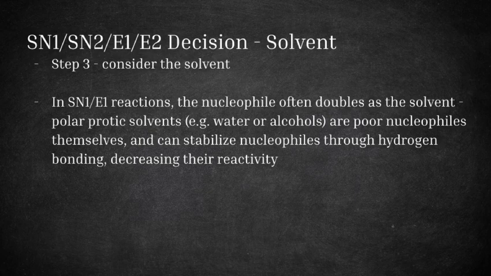In SN1 and E1 reactions, the nucleophile often doubles as the solvent. Polar protic solvents, such as water or alcohols, are poor nucleophiles themselves and can stabilize nucleophiles through hydrogen bonding, which decreases their reactivity.